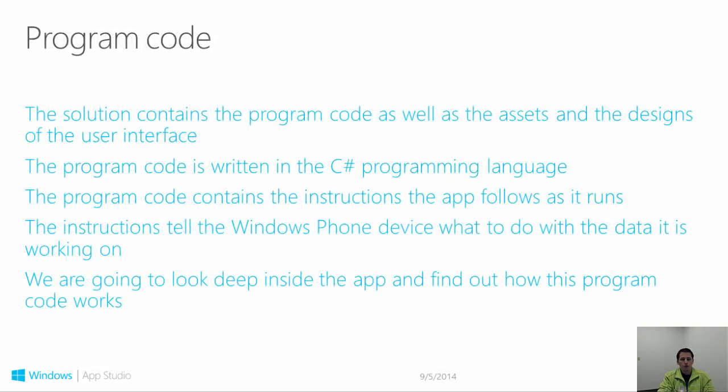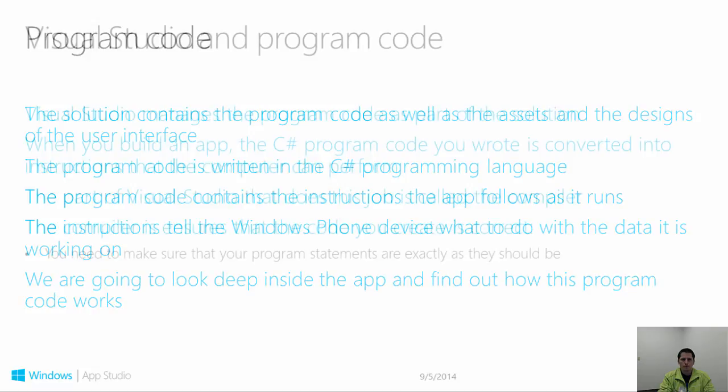When we explored the Visual Studio project, you learned about the components that make up an App Studio app. In addition to the program code that runs the app, your app also contains other resources or assets like images, icons, and data files. You may also recall that Windows Phone apps are written in the C# programming language. The code is comprised of a number of C# instructions that can direct the behavior of the app. These instructions direct the phone on how to handle the images and the data that it is working with. Let's take a deeper look into the app and see how this code works.